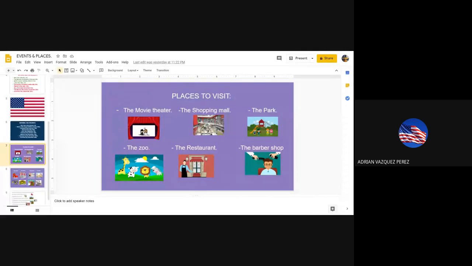Okay, let's repeat these words again. You repeat right after me. Vamos a practicar estas palabras. Ustedes repiten después de mí. The movie theater. The shopping mall. The park. The zoo. The restaurant. The barber shop. Okay, those words you're going to find their meaning in Spanish. Ustedes van a buscar estas palabras en español, okay?